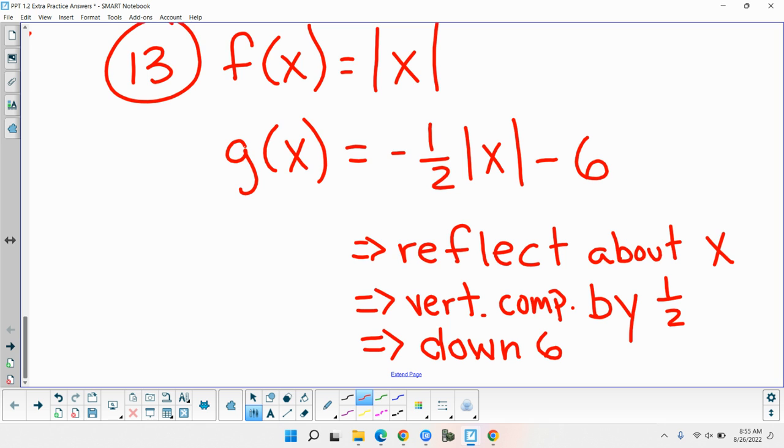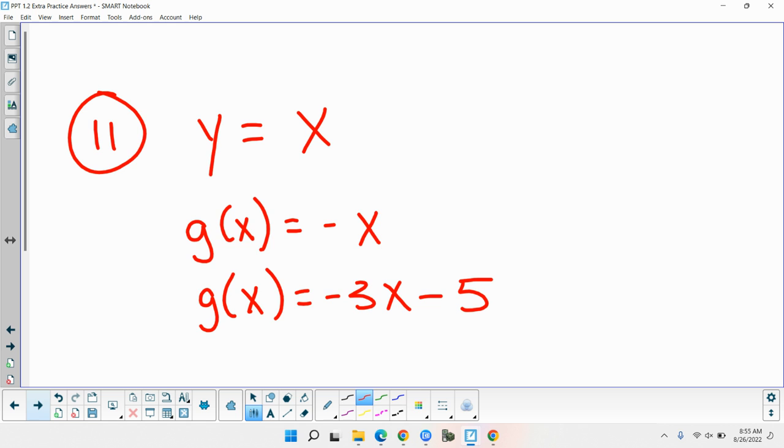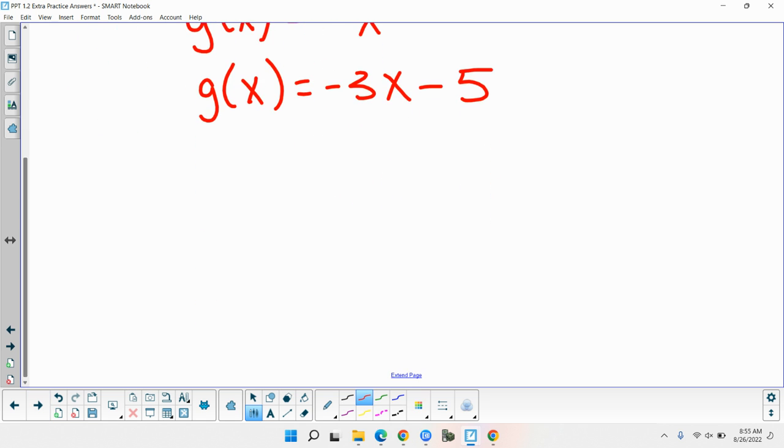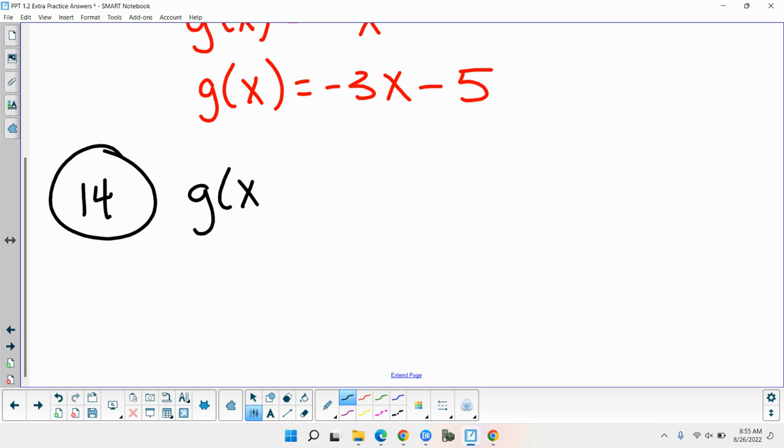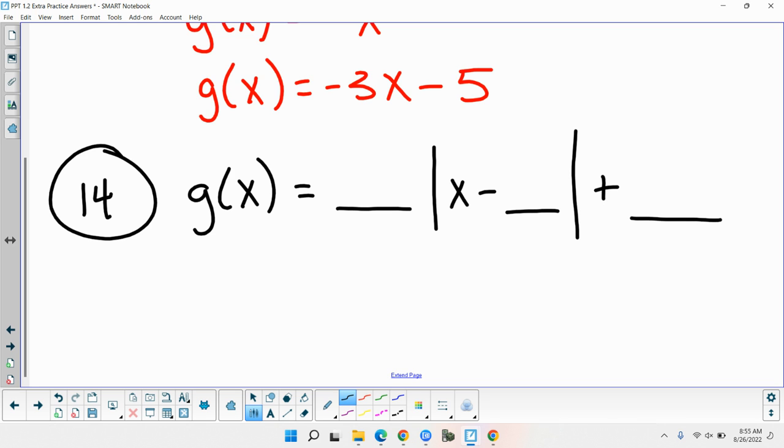So 14, last year I didn't make the kids do that one, but this year I said, why not? All right, so let's look at 14. So here's G. We have to fill in some blanks. Equals something in front of the absolute value of x minus something plus something. Okay? And the original was this.